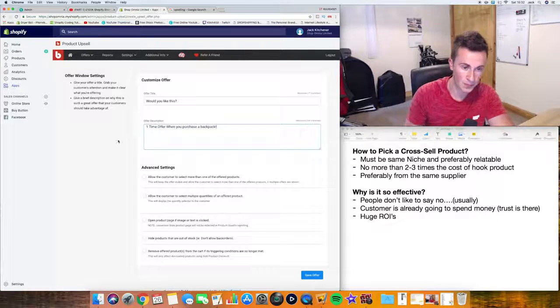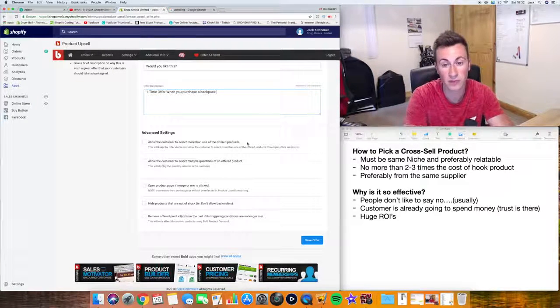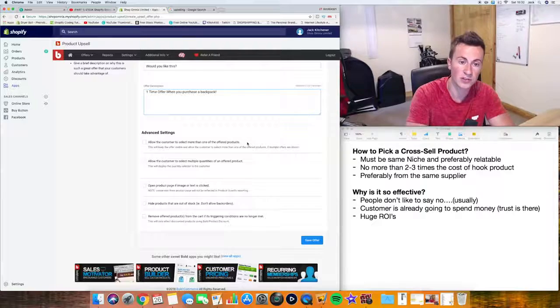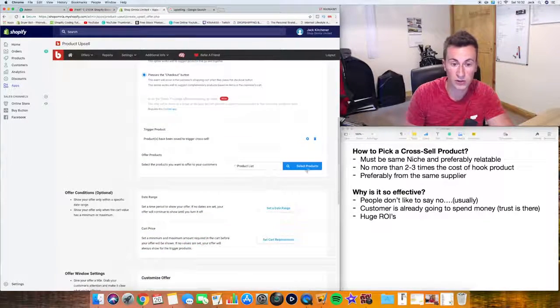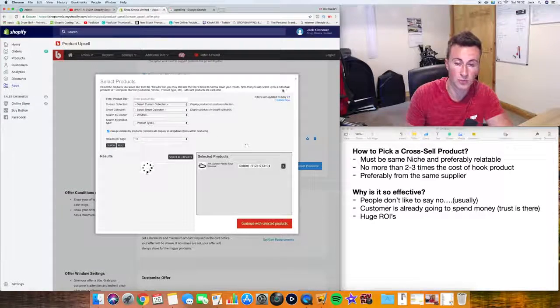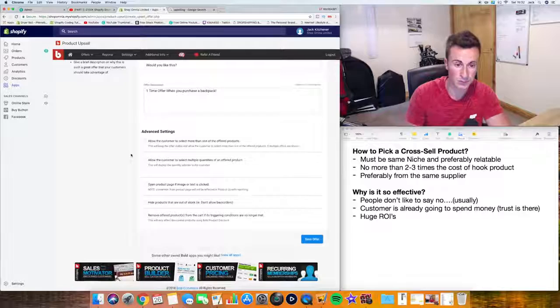So moving on again, advanced settings, allow the customer to select more than one of the offered products. So when we go back to, if I show you, go back to choosing your cross-sell product, you can actually choose more than one product. So that's what that checkbox is for.